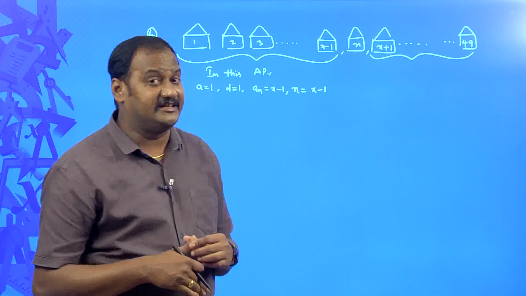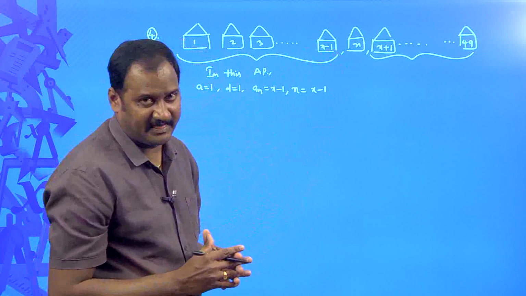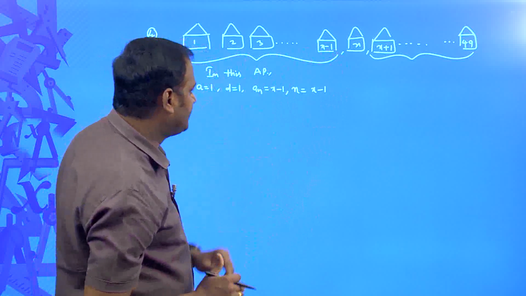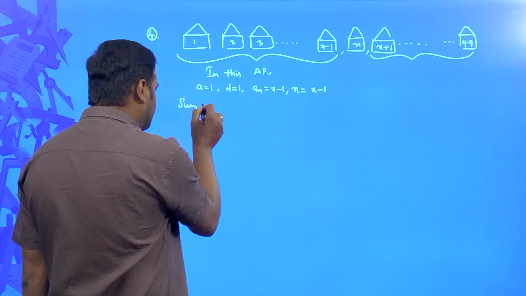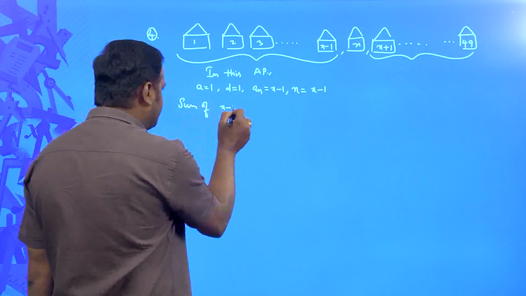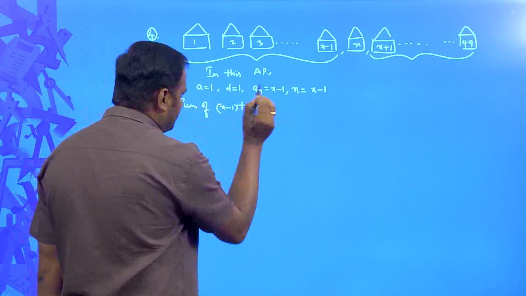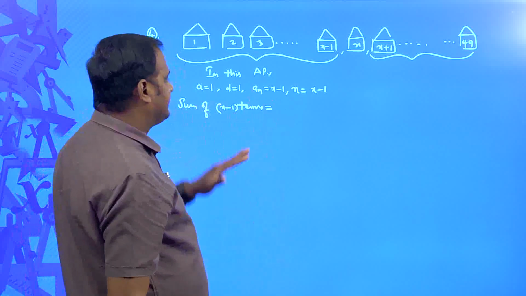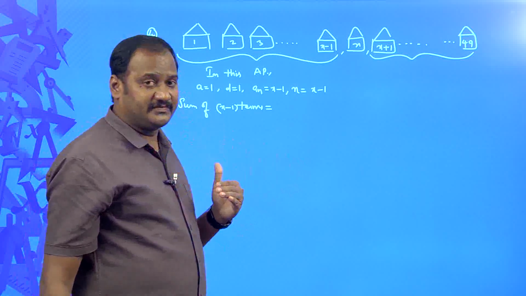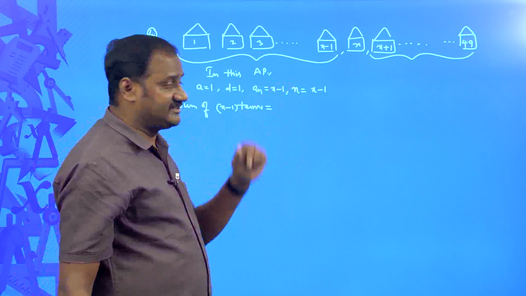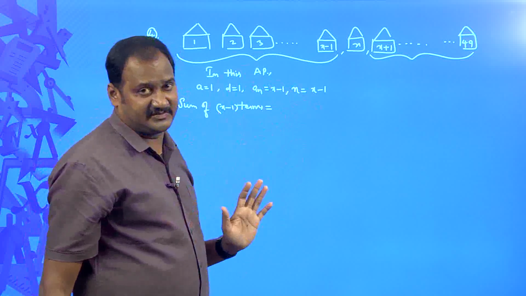We can easily find what is the sum of all these x minus 1 terms, right. Okay, let us try to find out this sum. So, sum of x minus 1 terms is going to be, what is the formula when sum to n terms is given? n by 2 into a plus a n, because the nth term is also there. n is equal to x minus 1, a n is also x minus 1.